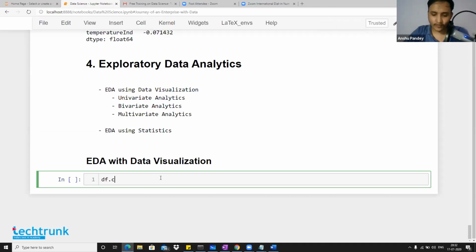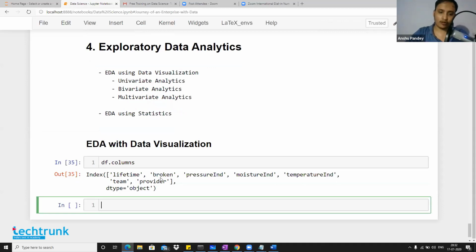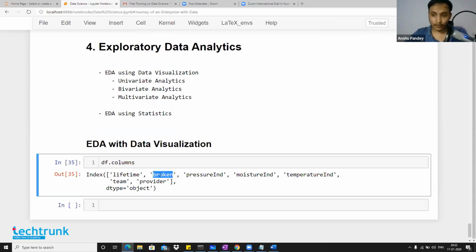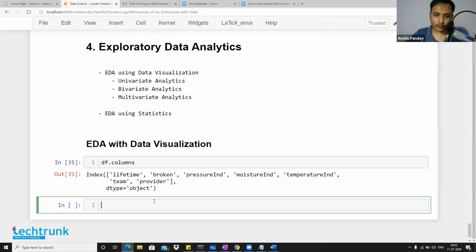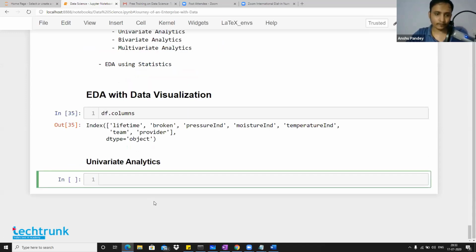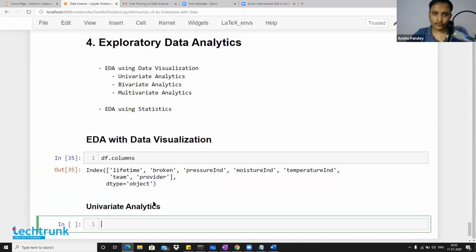If you look at the columns in our data, with df.columns, these are the columns. Broken is the column which is our target attribute or our KPI, right? We want to identify why machines are broken, why machines are damaged in general. In univariate analysis, we don't compare on that basis. We do that in bivariate and multivariate analysis. So let's start with univariate first. In univariate, we simply look at what information a particular attribute represents, or what information it has.